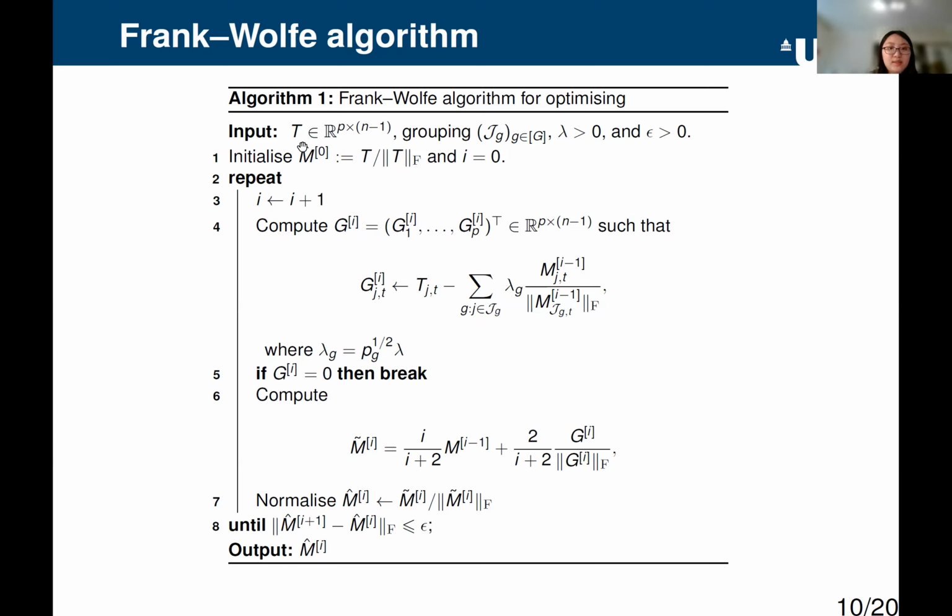We input the Q-sum matrix, the grouping information, a tuning parameter lambda, and a threshold epsilon. We initialize M hat with T over the Frobenius norm of T. And in each step, we first calculate the gradient of the optimization problem. And then we update the optimizer M with a linear combination of the current point and a point on the sphere, which is proportional to the current point. And after that, we project this point back to the sphere S. And when the Frobenius norm of M hat i plus 1 minus M hat i is smaller than a certain level, then we output M hat i as the optimizer.